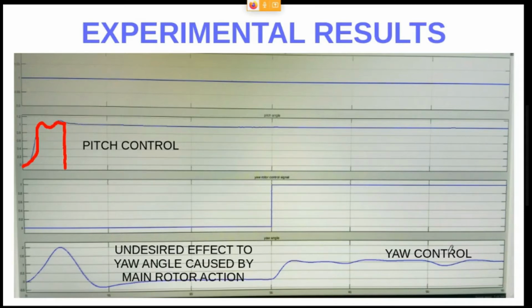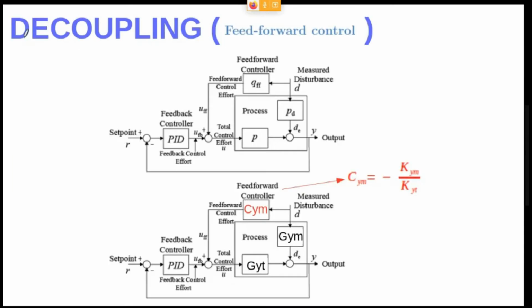And here we have the yaw control. It's fine, but the undesired effect on the yaw angle appears again. As you can see here, we have this undesired effect. How can we fight against that? Well, by means of decoupling.